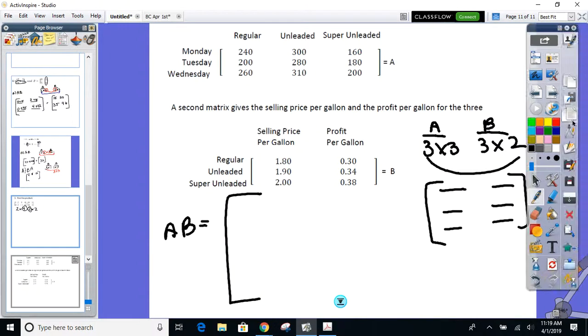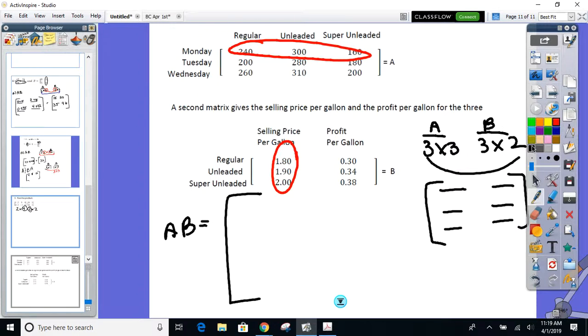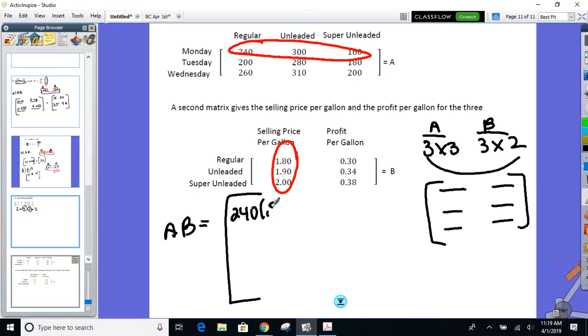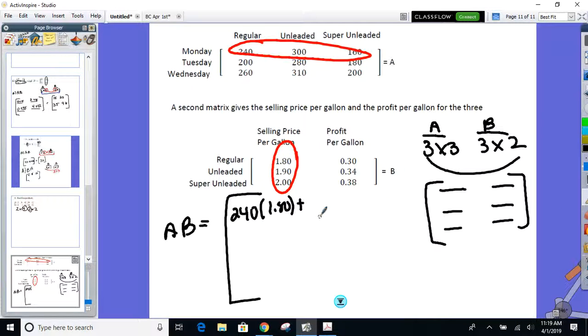Okay. Row times column. So A, row 1. How do you figure out the number that goes in this spot right here? This is our last example here. Let's see if we picked up anything. 240 times $1.80. Shoot. Plus 300 times $1.90 plus, is that a 160 up there times 2? That's just in the first spot. Right below it.